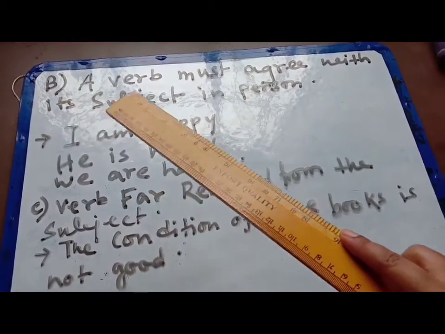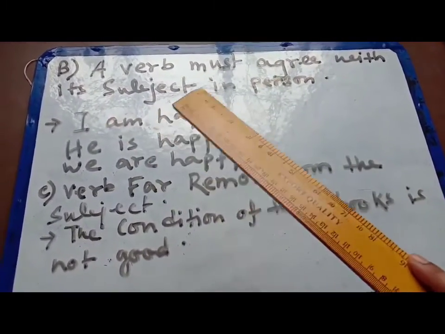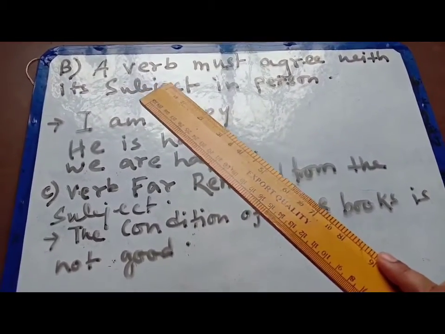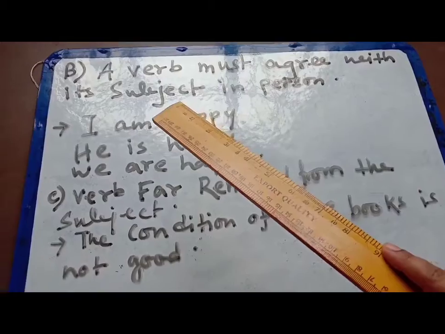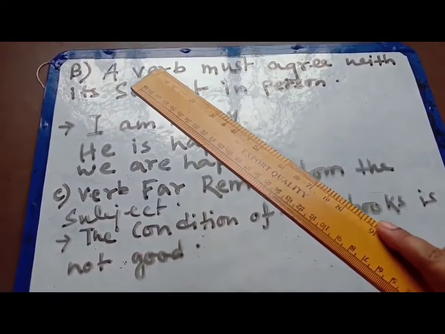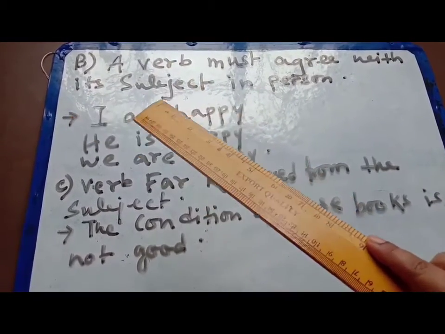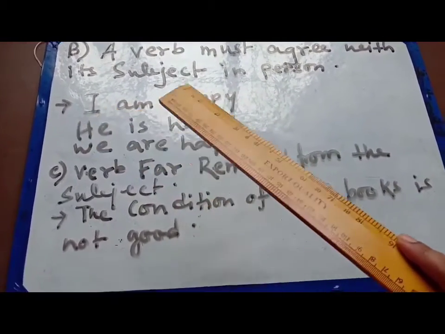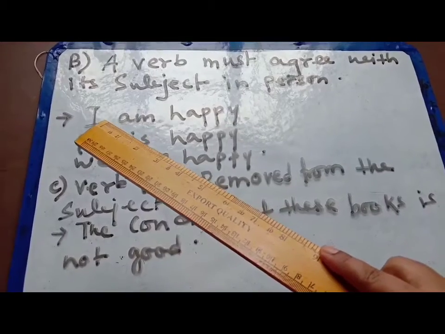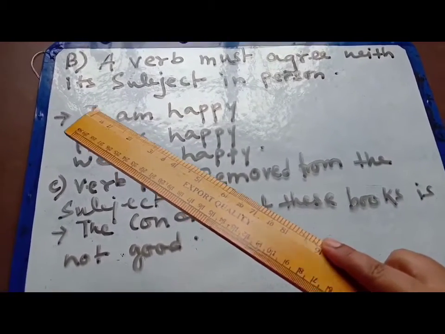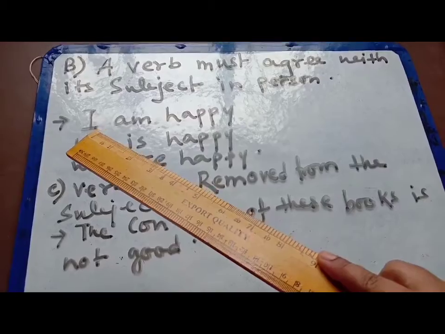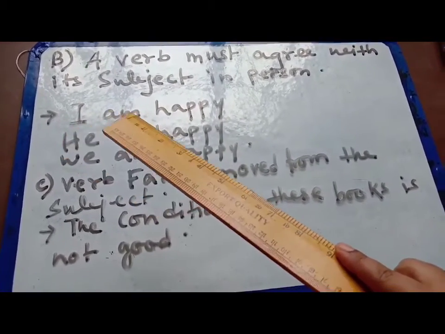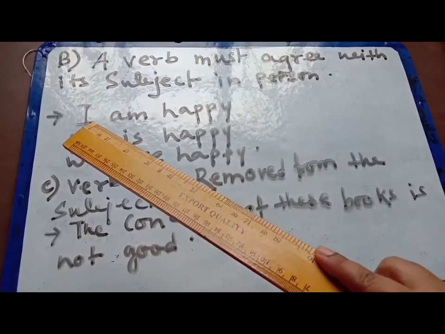Number B, a verb must agree with its subject in person. So the verb must agree with its subject, but in person. What does in person mean? You see, I am happy. Here the subject is I. According to the subject, the verb has the agreement with it. What is that? I am. So subject in person is that.